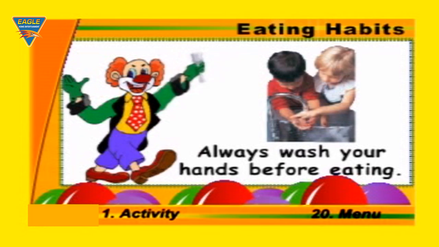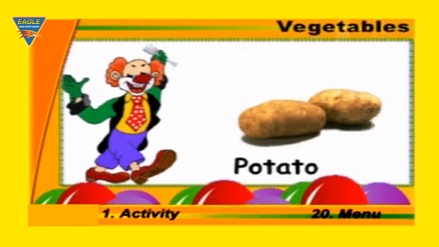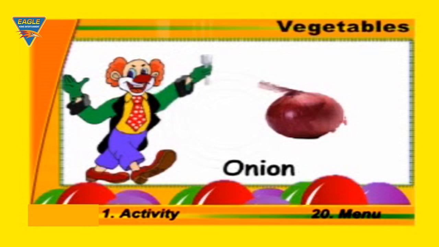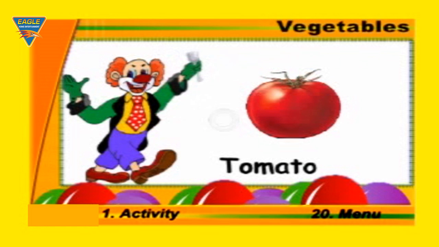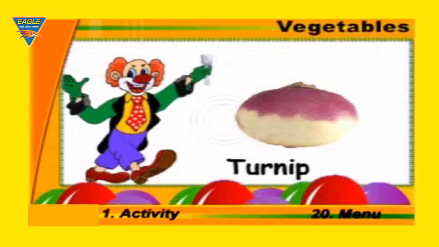Vegetables. Potato. This is a potato. Onion. This is an onion. Carrot. This is a carrot. Tomato. This is a tomato. Turnip. This is a turnip.